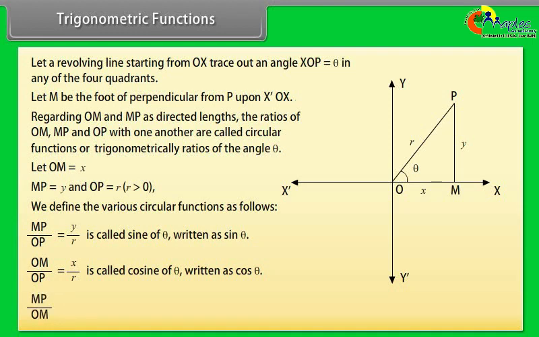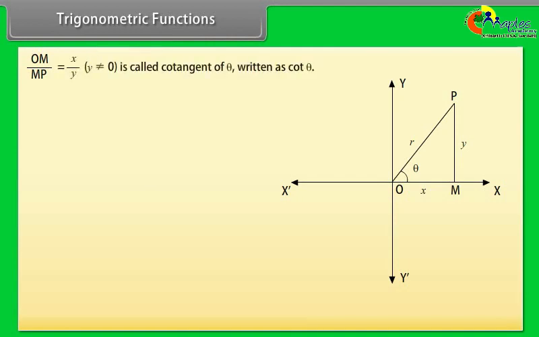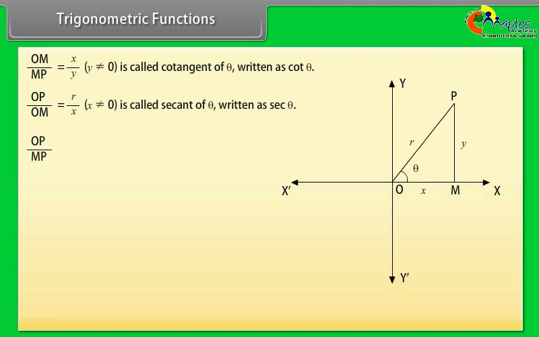MP by OM equals y by x, x not equal to 0, is called tangent of theta, written as tan theta. OM by MP equals x by y, y not equal to 0, is called cotangent of theta, written as cot theta. OP by OM equals r by x, x not equal to 0, is called secant of theta, written as sec theta. OP by MP equals r by y, y not equal to 0, is called cosecant of theta, written as cosec theta.